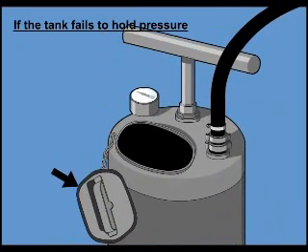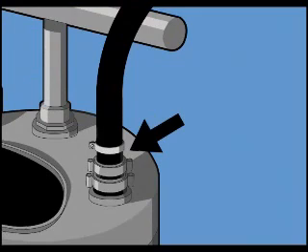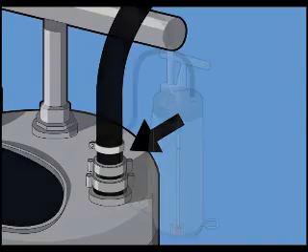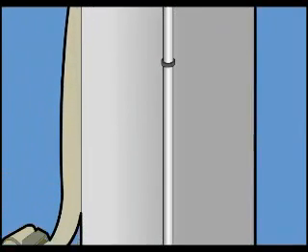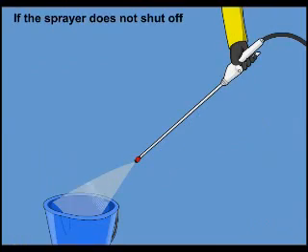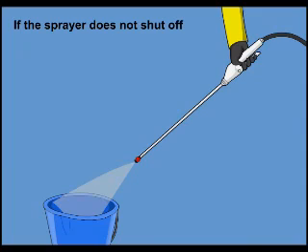If the tank fails to hold pressure, check the rubber seal on the lid and replace if necessary. Check the hose connections to the tank are tight. Check the relief valve is seated correctly to avoid loss of pressure. If the sprayer does not shut off, check the trigger on-off valve.